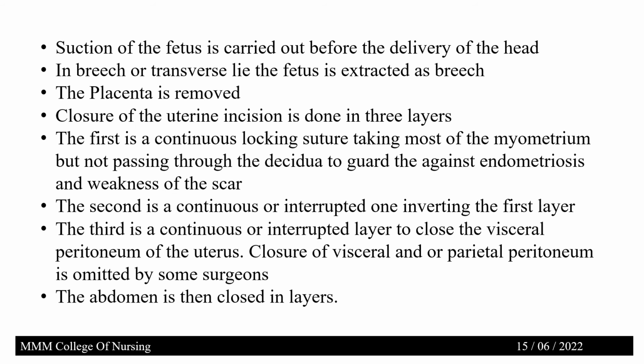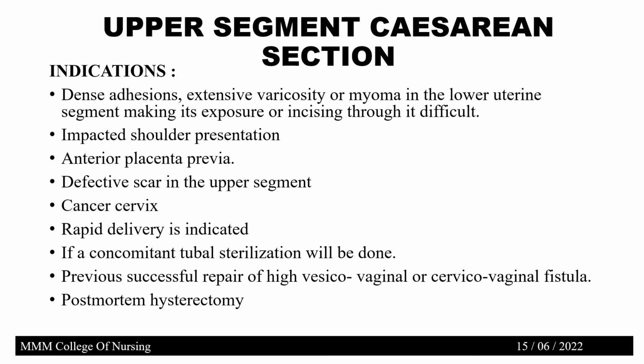Second is a continuous or interrupted layer inverting the first layer. The third is a continuous or interrupted layer closing the visceral peritoneum of the uterus. Closure of the visceral or the parietal peritoneum is omitted by some surgeons. The abdomen is then closed in layers. It means the peritoneum, the muscle, the rectus sheath, the subcutaneous fat, and the skin. So I'm saying from down above. In this order, the abdomen is closed in layers.